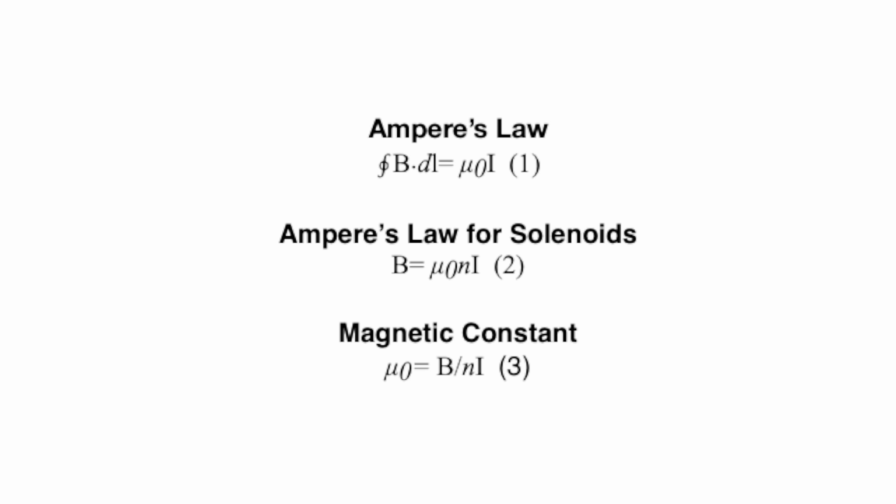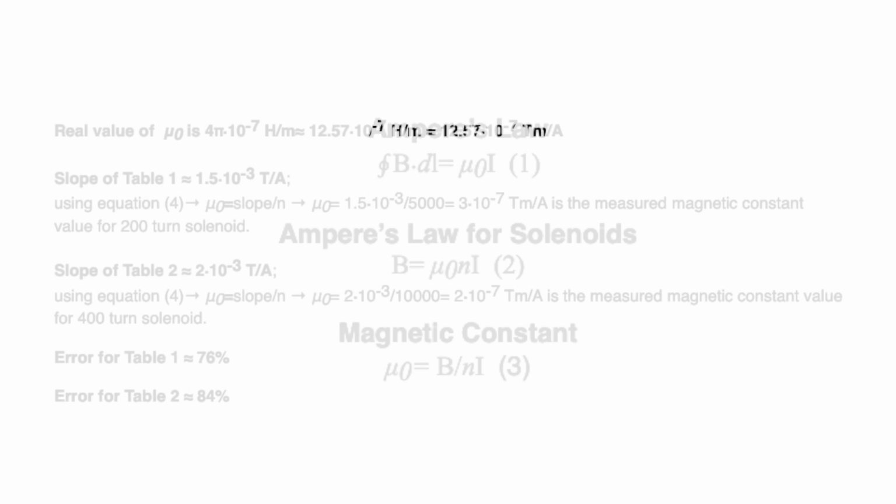Ampere's law for solenoids suggests that magnetic field is proportional to magnetic constant, turns per unit length, and current. Using this equation, magnetic constant can be found as magnetic field divided by turns per unit length times current. The slope of the plotted graphs gives the magnetic field divided by current. By dividing this value by turns per unit length, we obtain the measured value of magnetic constant.